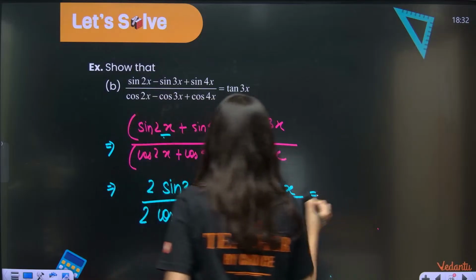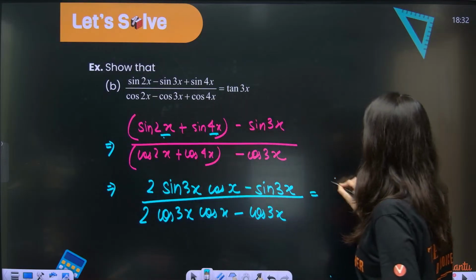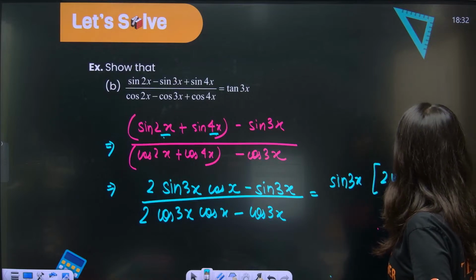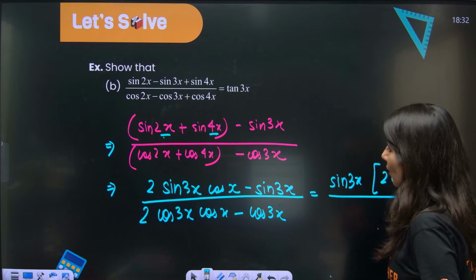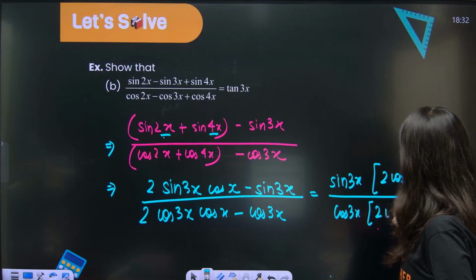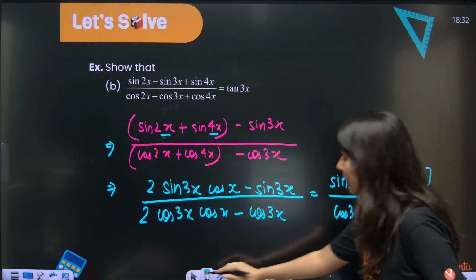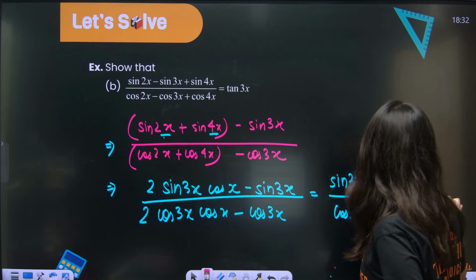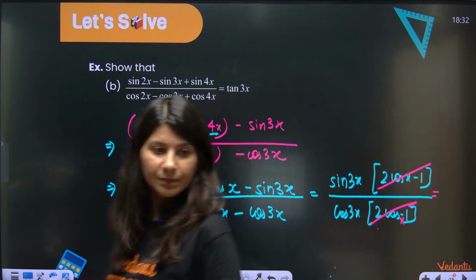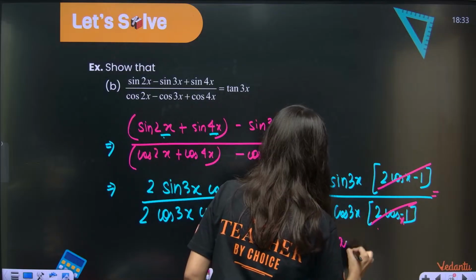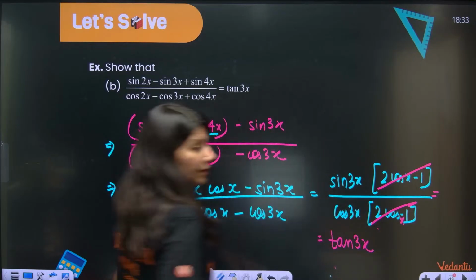Now what you need to do is take sin 3x common. So you will get 2 cos x minus 1 from the numerator. Cos 3x will be taken common, it will be 2 cos x minus 1. So clearly, can you see 2 cos x minus 1 will be gone? So it will become what? Tan 3x. Okay.